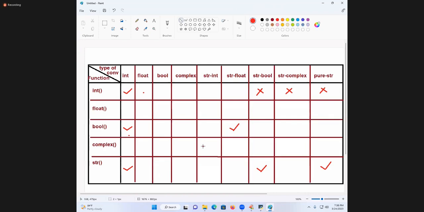STR into complex. Possible. I told you that. STR int is 12 within the double quotes. It is taken as 12 plus 0j. Possible. Next is called what? Complex to STR. Complex to STR. Quickly. Next.